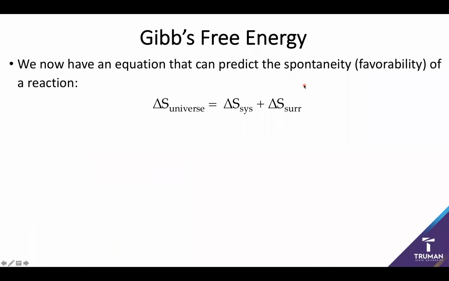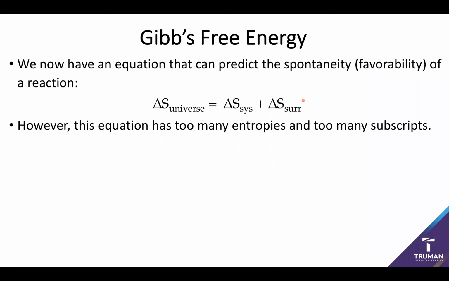So one of the big things is right now we know how to predict the spontaneity of a reaction, and that's with the entropy of the universe. However, look at this equation. That's way too many different types of entropy, way too many subscripts. This is a disaster waiting to happen because something will get mixed up. So we're probably going to want to start switching out variables.